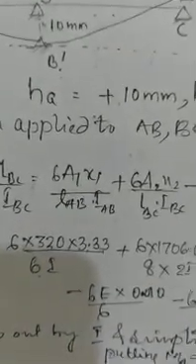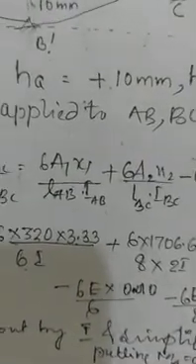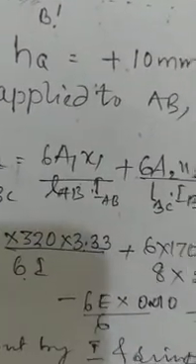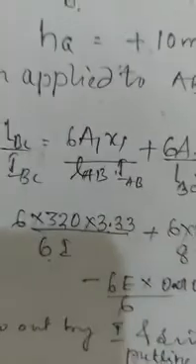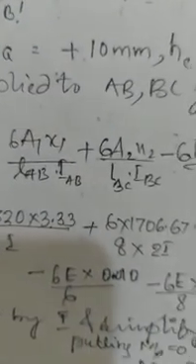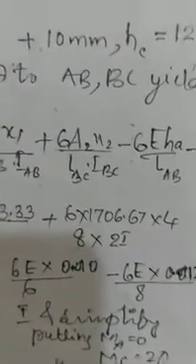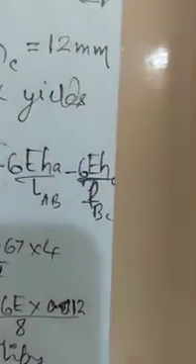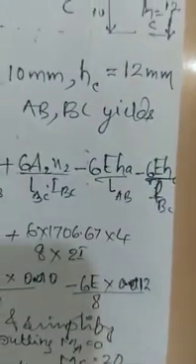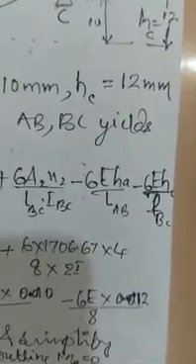Coming to the right hand side, there is no change in A1 X1 by LAB IAB, no change in A2 X2 by LBC IBC. Even those first two terms on the RHS are also same. Only change will occur in the last two terms where HA and HC are appearing. So what will HA and HC be?